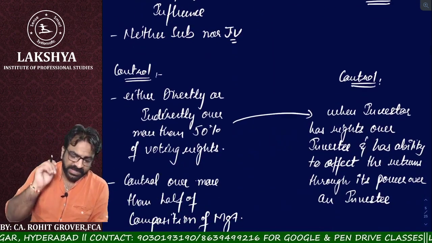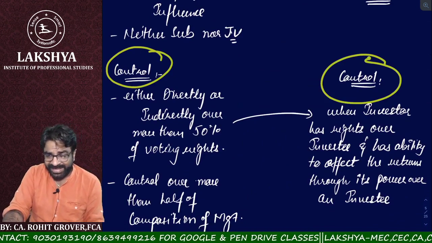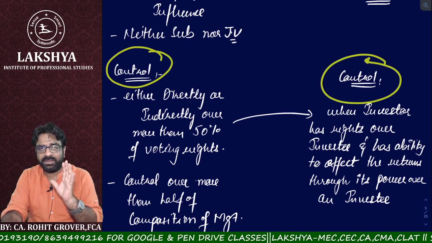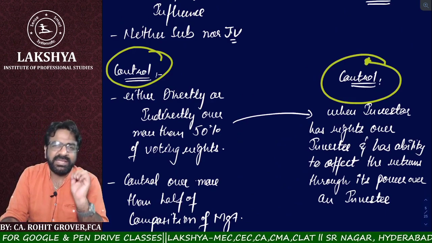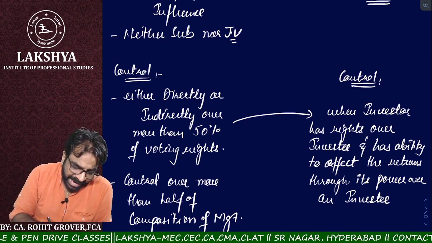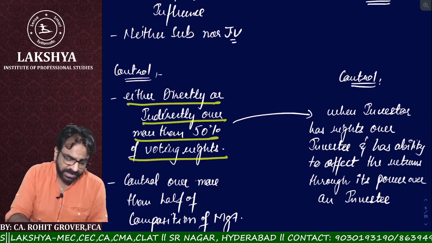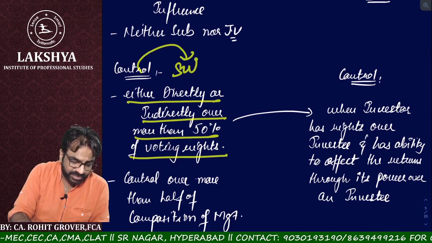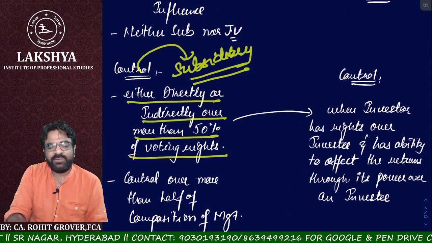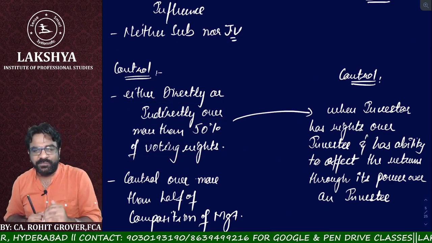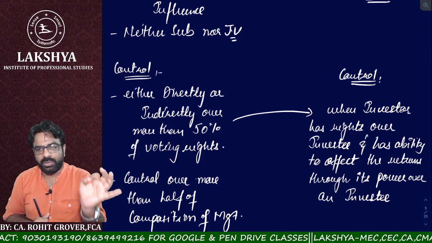Next. Sir, what is the meaning of the control? Now see, I have written both sides separately. But if you read both the things, intention will remain same. Only the writing difference is there. Now what is the first one? Either directly or indirectly over more than 50% of the voting rights. It means we are talking about the control in context to subsidiary now. In the subsidiary, if you have directly or indirectly more than 50% of the voting rights in the subsidiary company, that is called your control.